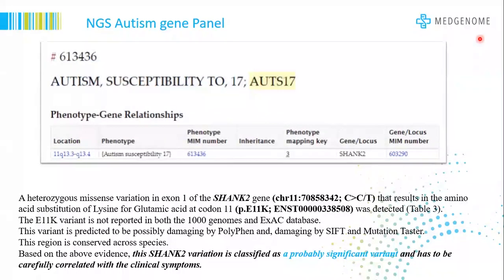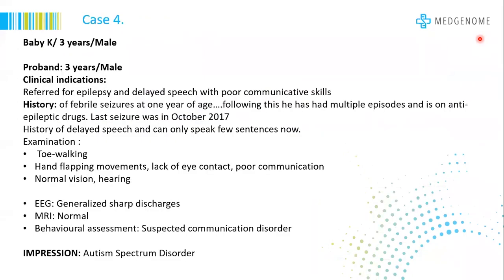So phenotype is more important. As you can see, it is just a susceptibility gene till date, and we don't have enough evidence. So based on this, it could still be a significant variant, but it will be classified as a variant of uncertain significance till we get more data on this.